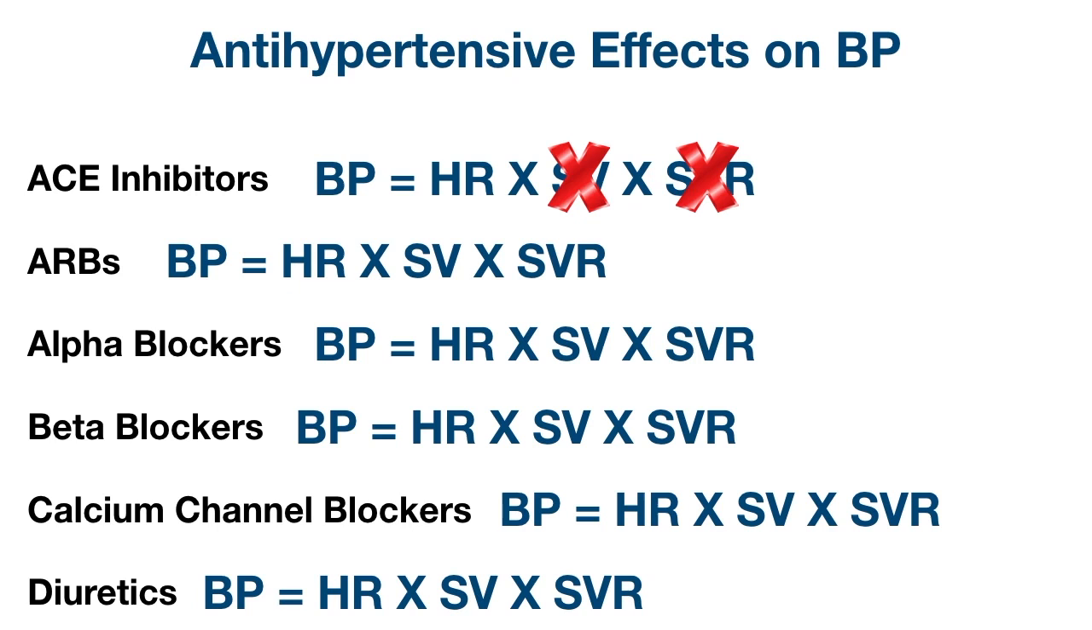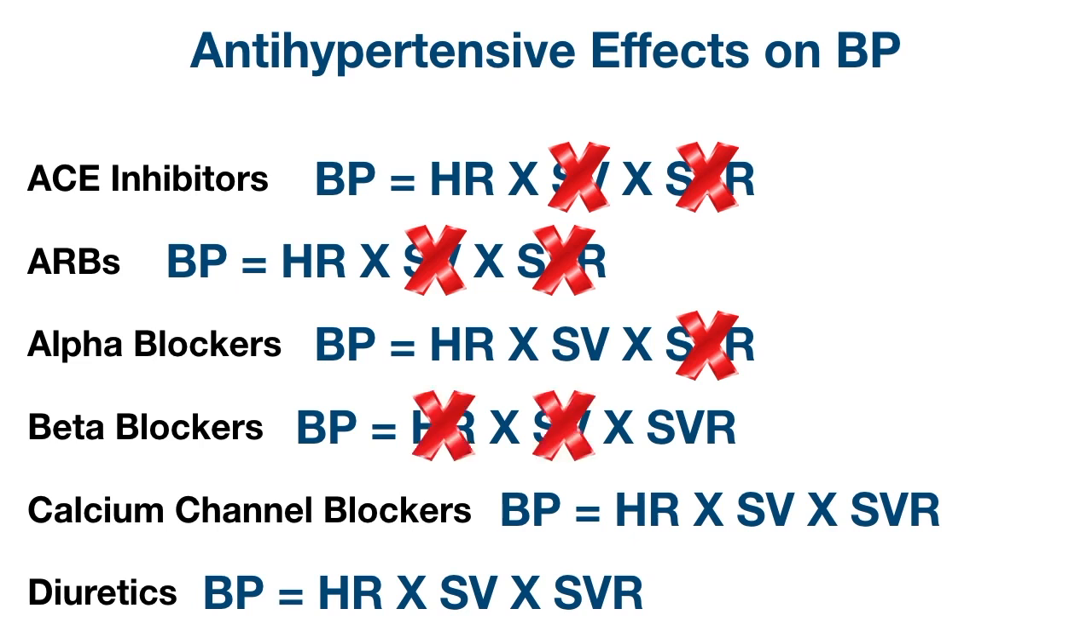ARBs block angiotensin II receptors and will have a similar effect as ACE inhibitors. We will see a decrease in systemic vascular resistance and stroke volume. We know alpha blockers decrease blood pressure primarily by blocking alpha-1 receptors on blood vessels. This will decrease vasoconstriction and systemic vascular resistance. We know beta blockers will decrease blood pressure primarily by blocking beta-1 receptors in the heart. This will decrease heart rate as well as stroke volume due to decreased cardiac contraction.